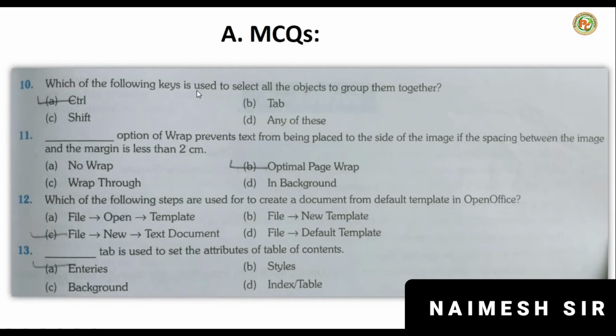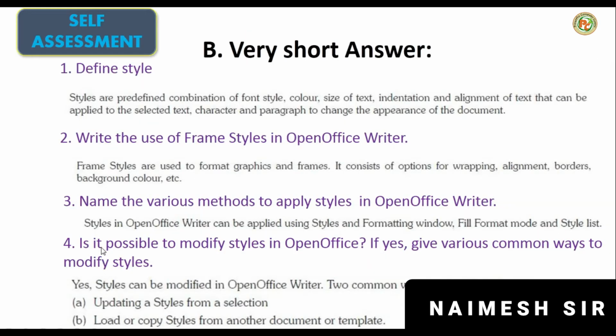Which of the following keys is used to select all the objects to group them together? Control. Dash option of wrap prevents text from being placed to the side of the image if the spacing between the image and the margin is less than 2 cm. Optimal page wrap. Which of the following steps are used to create a document from the default template in OpenOffice? So go to File, New and Text Document. Dash tab is used to set the attributes of the table of contents entries.